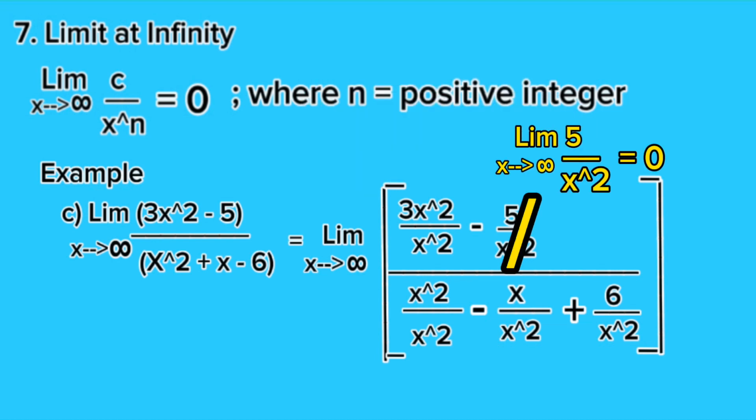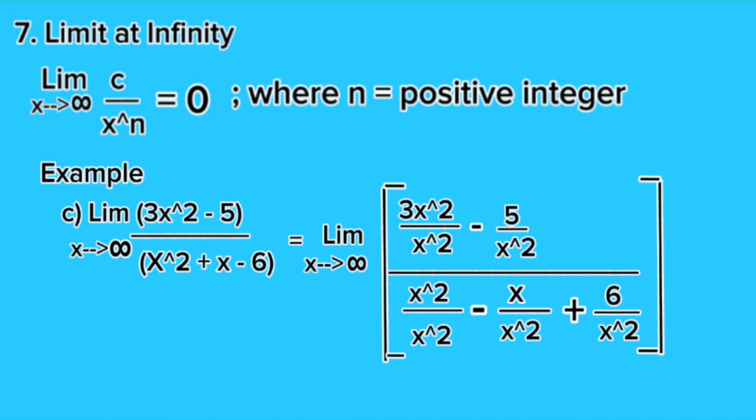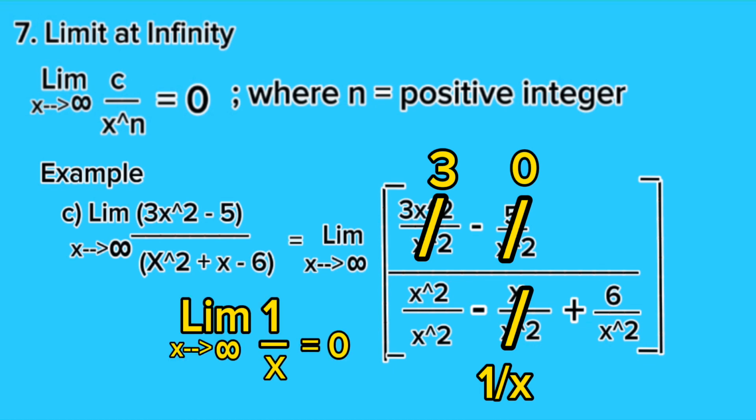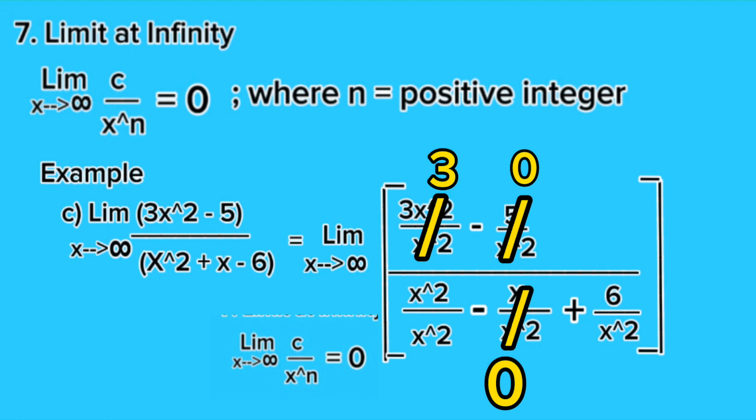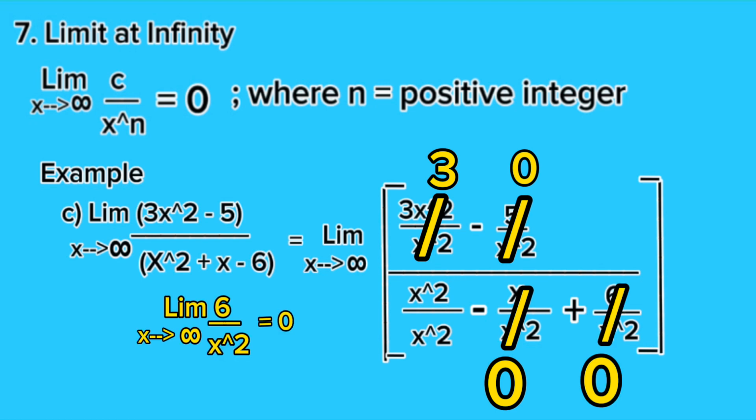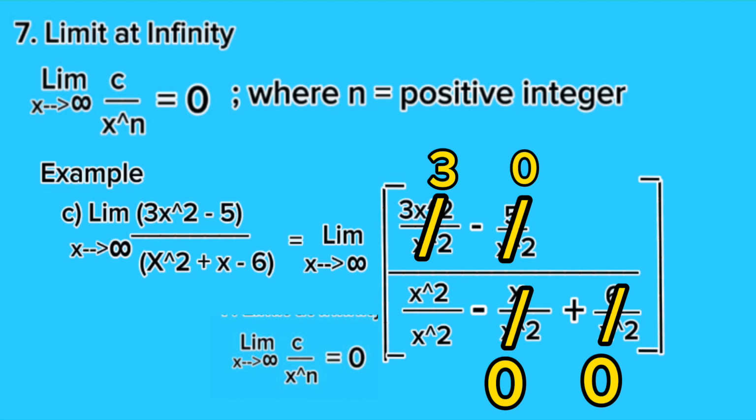Take note the limit of 5 over x squared as x approaches infinity is equal to 0. Take note that 3x squared over x squared equals 3. The limit of 3 as x approaches infinity equals 3. Remember property of limit number 1. x over x squared equals 1 over x, and the limit of 1 over x as x approaches infinity is 0, as it satisfies property of limit number 7. The limit of 6 over x squared as x approaches infinity equals 0, also satisfying property of limit number 7. Therefore it will be equal to 0.